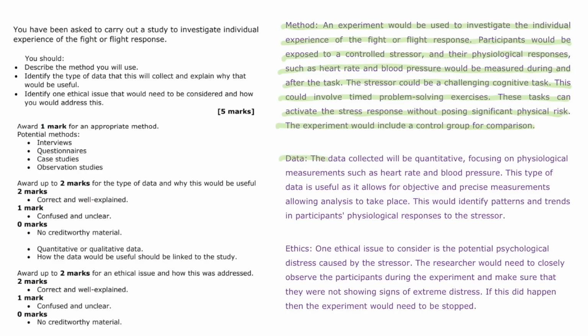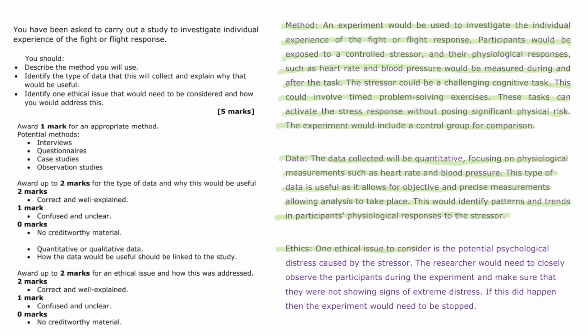Data. The data collected will be quantitative, focusing on the physiological measurements such as heart rate and blood pressure. This type of data is useful as it allows for objective and precise measurements, allowing analysis to take place. This would identify patterns and trends in participants' physiological responses to the stressor.